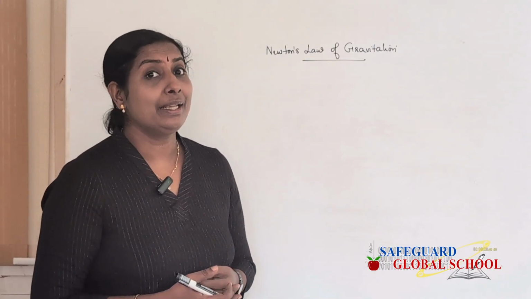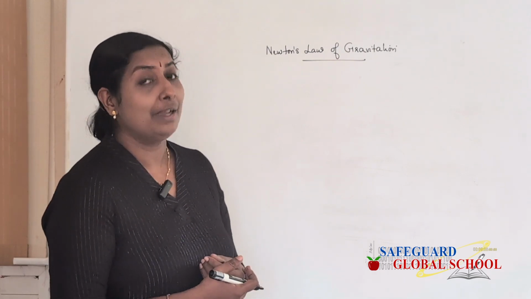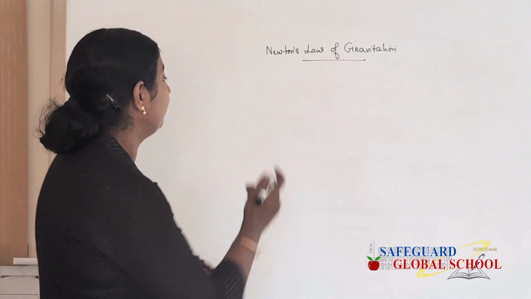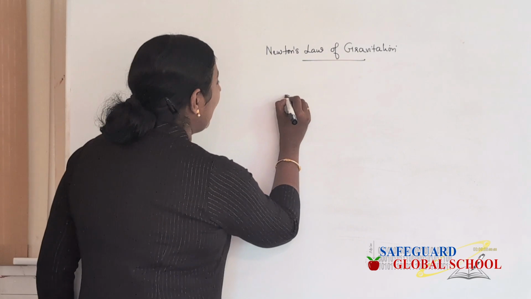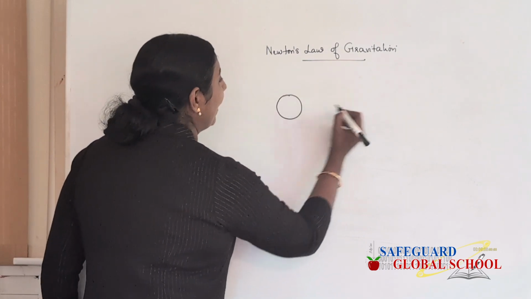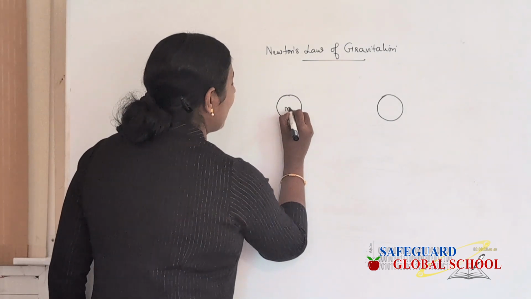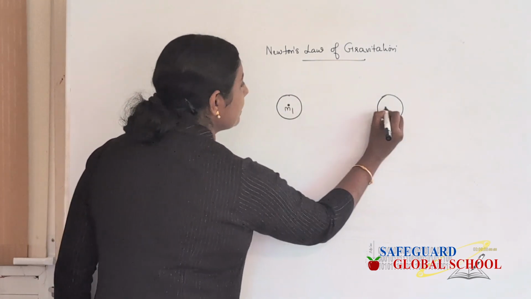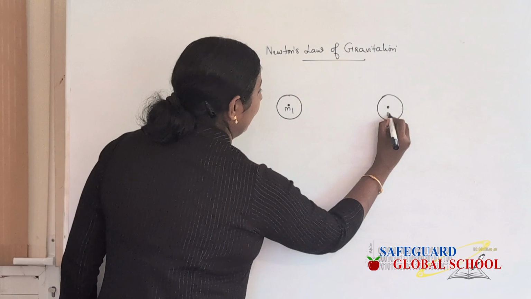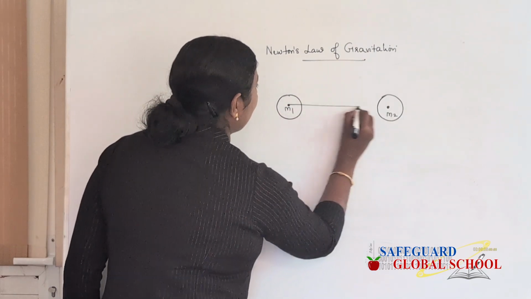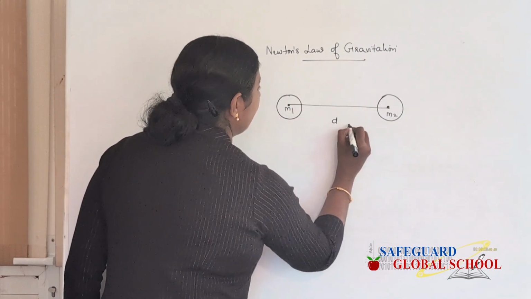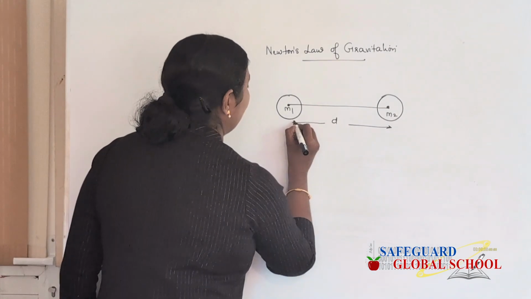Now let us study more features of this force of gravitation. Listen, children, I am going to draw that figure once again in a magnified mode. This is mass m1, its center is there, and this is mass m2. They are separated by a distance d that we have drawn much earlier.